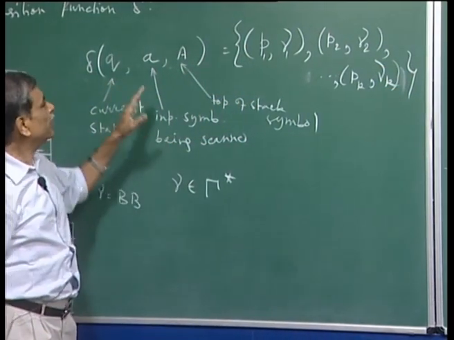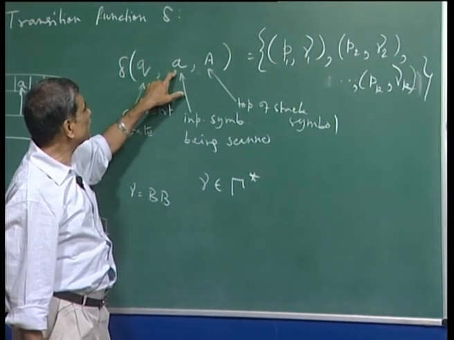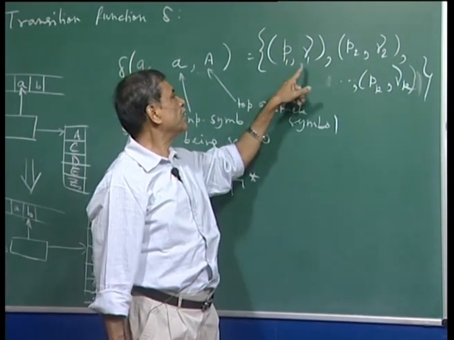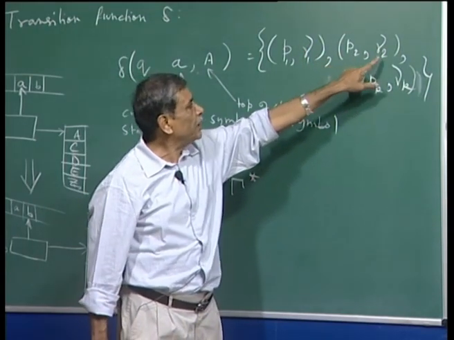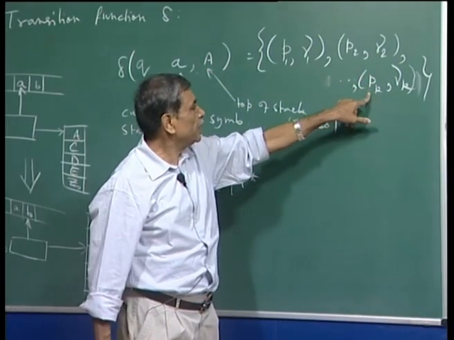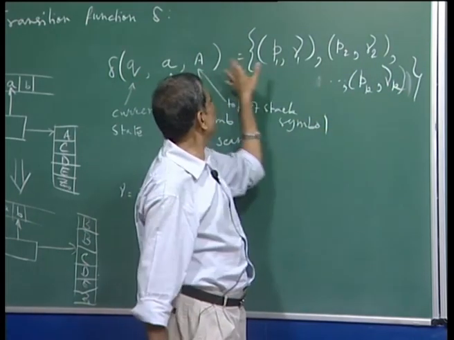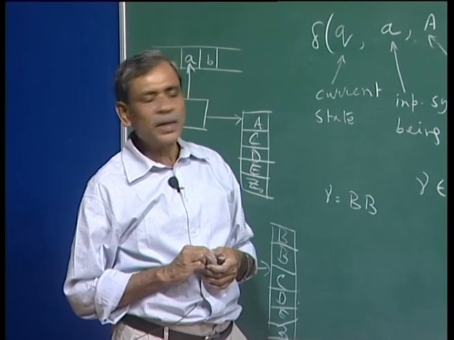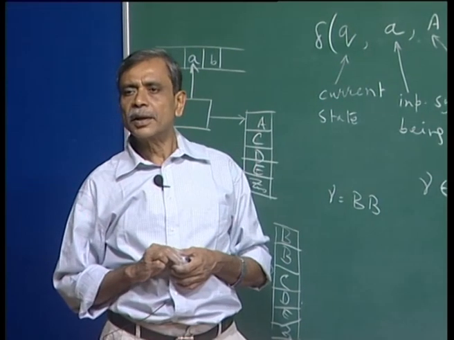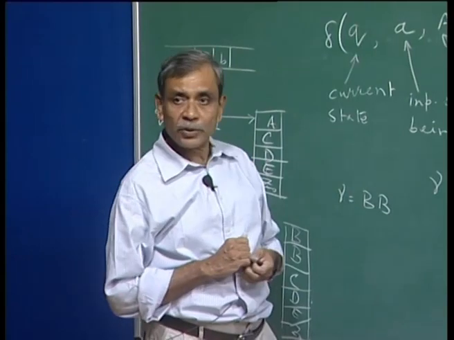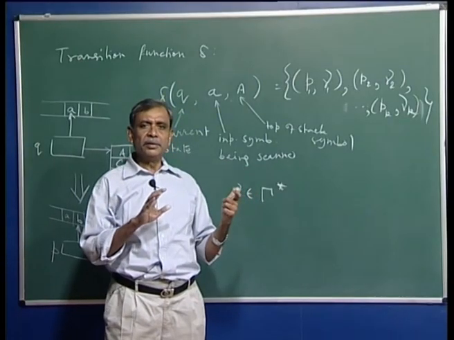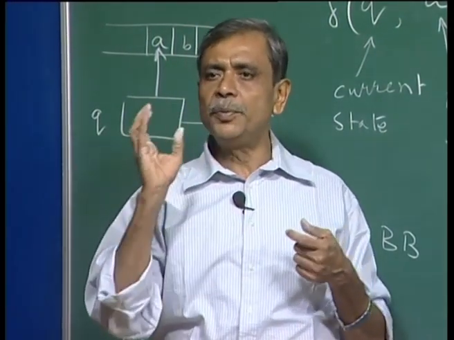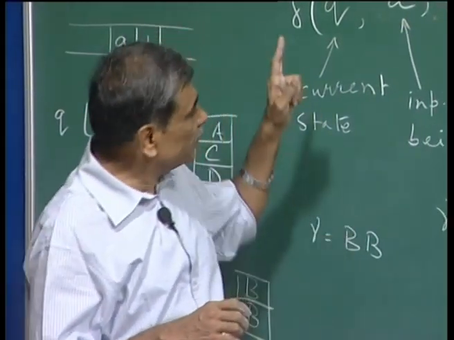We appreciate that this would mean that suppose the machine is in state Q, scanning input symbol A, top of the stack symbol A, then either the machine moves to state P 1 writing gamma 1 in place of A, or it moves to state P 2 writing gamma 2 in place of A, and so on, or it goes to state P k writing gamma k in place of A. So, this is one obvious way non-determinism comes in. We will also allow something which corresponded to the notion of epsilon move for finite state machines. What was epsilon move? Remember that a finite state machine on an epsilon move could basically change state without consuming the current symbol in the input. This is something we will allow also.